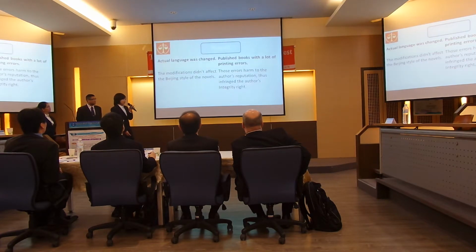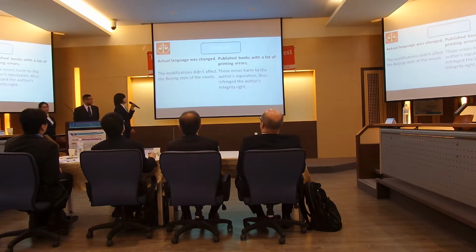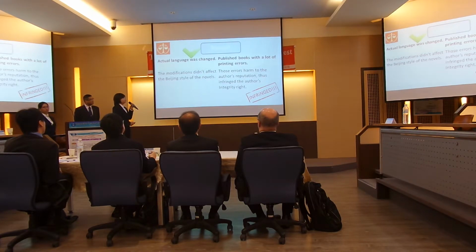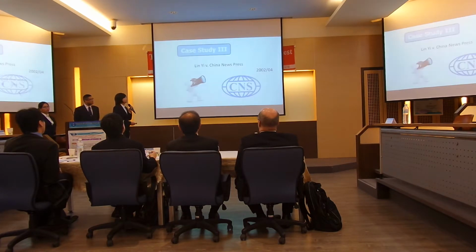In the end of the case, the court held that although the Beijing publisher modified Shen Zhahe's novels and published them, the modification didn't affect the Beijing style of the novels, and thus the Beijing publisher didn't infringe his revision right. However, the Beijing publisher published the books with a lot of printing errors, and this did harm to Shen Zhahe's reputation and thus infringed his integrity right.